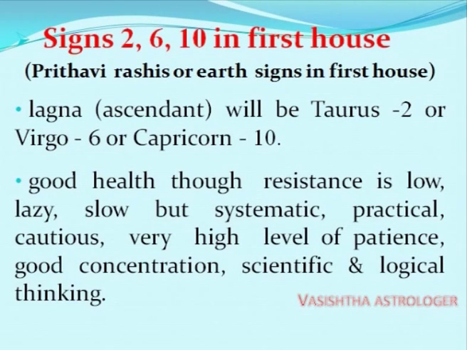Signs 2, 6 or 10 in the first house. These are the Prithvi Rashis or earth signs. In this case, Lagna will be Taurus or Virgo or Capricorn.